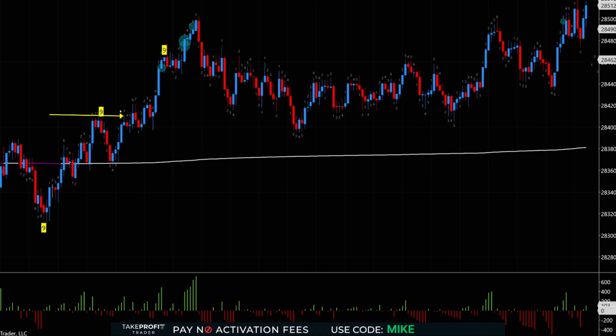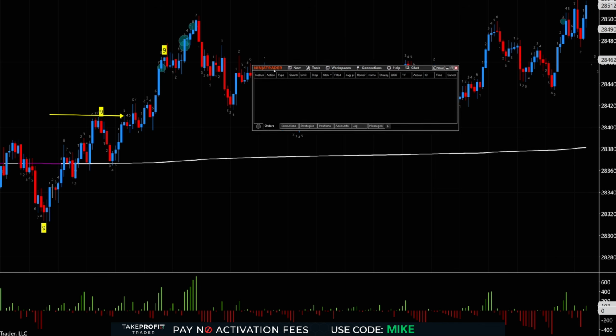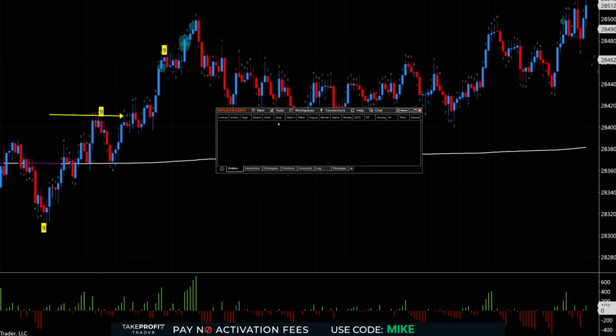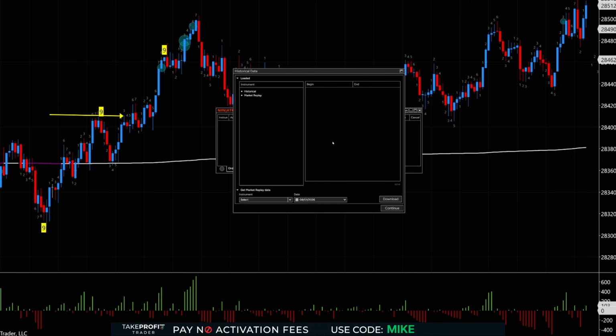What if we could actually go back in time and actually trade this data? Well, we're in luck. What we're going to do real quick, we're going to come right over here to the NinjaTrader control panel. Under connections, we want to go to this thing called Playback. Playback's going to allow us to trade on historical data. So I'm going to simply click on that.